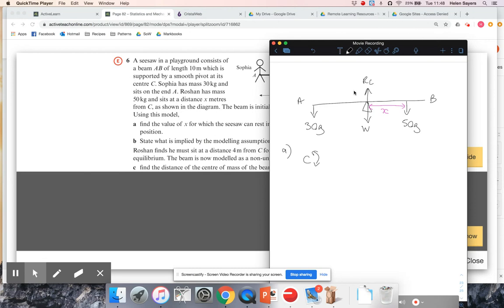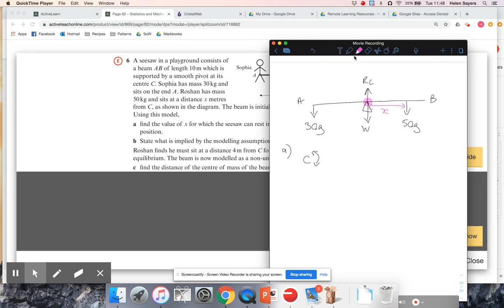There's not really any choice for this question about where you take moments about, because if you took moments about A, you've got two forces that you don't know and you've got a length you don't know. But if I take moments about C, so C is my pivot, then I don't need to know the forces at C, because the moment is force times perpendicular distance, and the distance is 0. Okay, so if I do take moments about C, I've got two forces there that I'll need to consider.